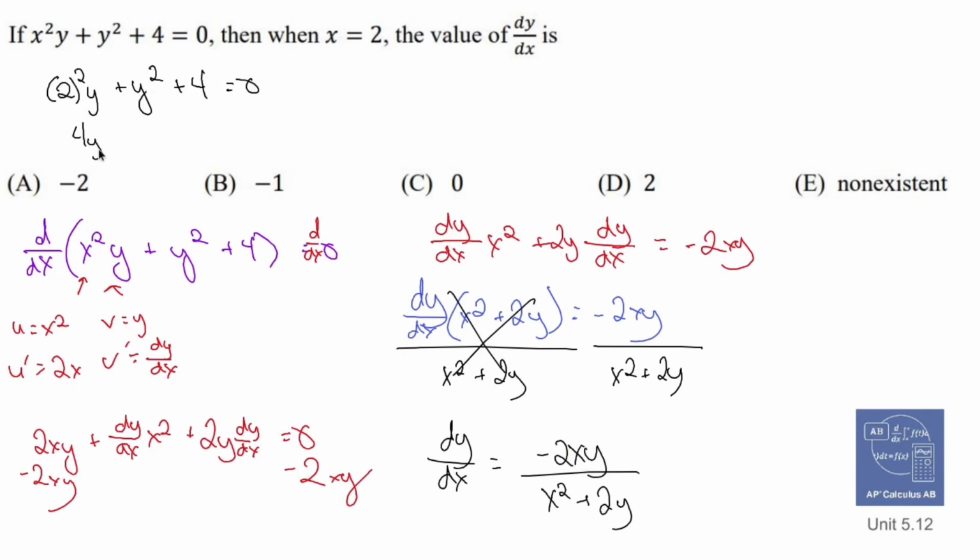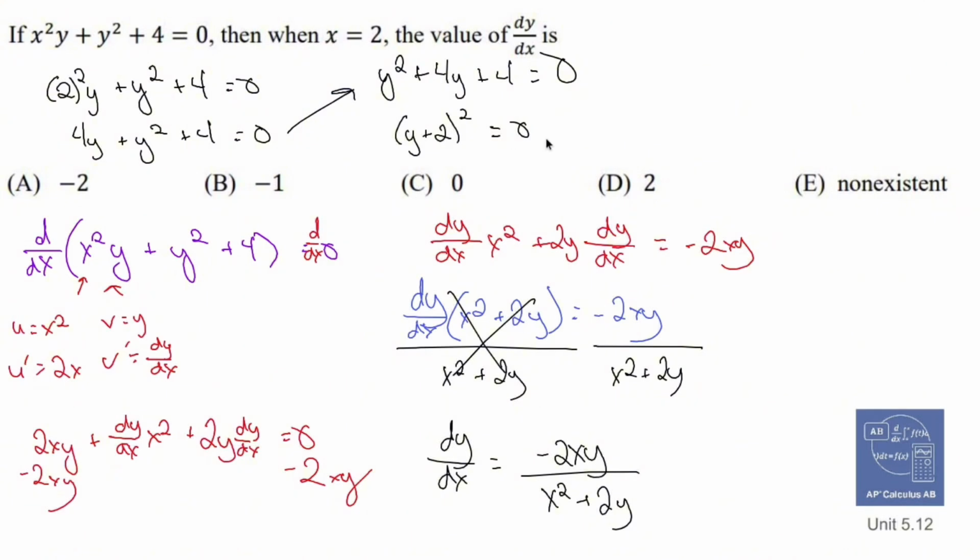So 4y plus y squared plus 4 equals 0. Let me rewrite that out. y squared plus 4y plus 4 equals 0. Factor that out: (y plus 2) squared equals 0. According to the zero product property, y is going to equal negative 2. So my x is regular 2, my y is negative 2.